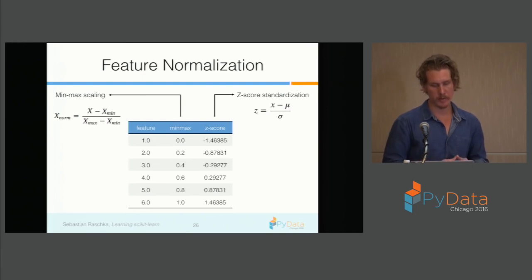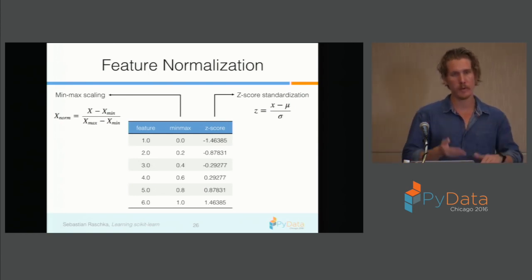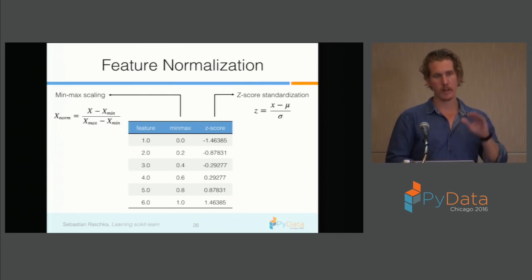And yeah, it has a nice property that your data is centered around the mean, which in certain applications, also for optimization algorithms, is a nice property. And you have positive and negative values. So you can update in both directions. Whereas in min-max scaling, you only have positive ones.